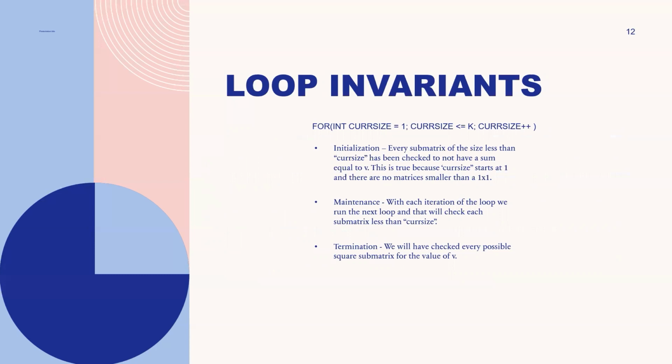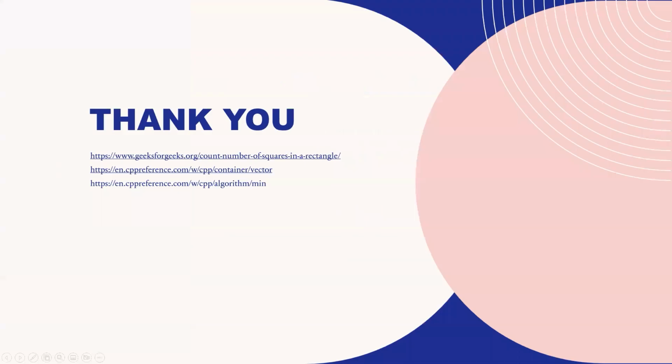And it's true because current size starts at 1 and there are no matrices smaller than 1 by 1. Maintenance. With each iteration of the loop, we run the next loop that will check each submatrix less than the current size. And then termination, we'll have checked every possible square matrix for our value of V. And this is the references.